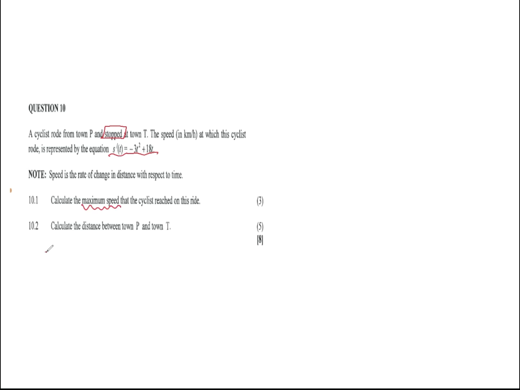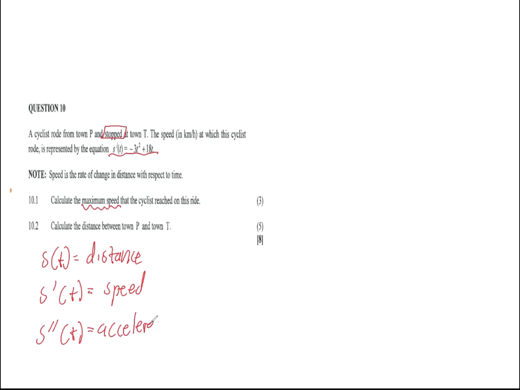Now, first, let's understand this. Our S in terms of T represents the distance. This is the original formula. Then our S prime T would have to represent the speed or the velocity. And then we have our S second derivative of T would have to represent the what? The acceleration. Now, if we are looking for the maximum speed reached, that means we have to look at where the acceleration would have to be equal to 0, meaning that the maximum speed is a constant speed. So this is a constant maximum speed.